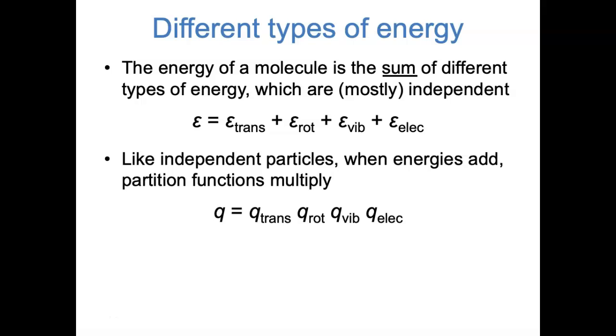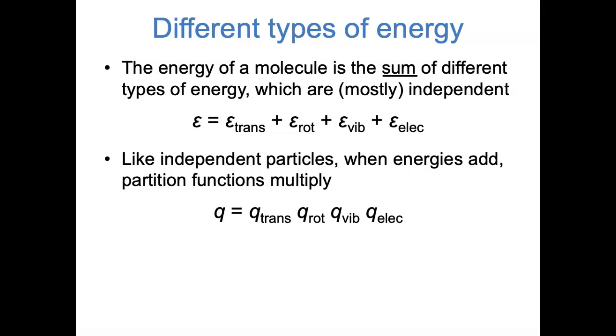In the previous video, we spent some time looking at the partition functions for distinguishable particles, where we had multiple particles in a system whose energies added to each other to make a total energy of the system. And we showed that for those distinguishable particles, the partition function for an entire system was the product of the partition functions of the individual particles. In other words, when the energies added, the partition functions multiplied.